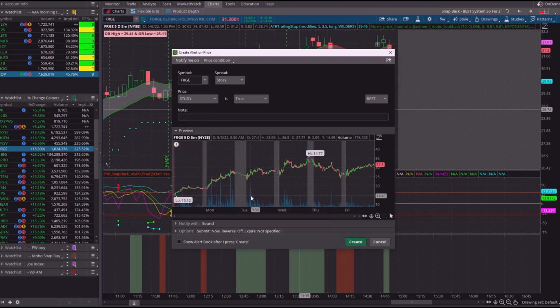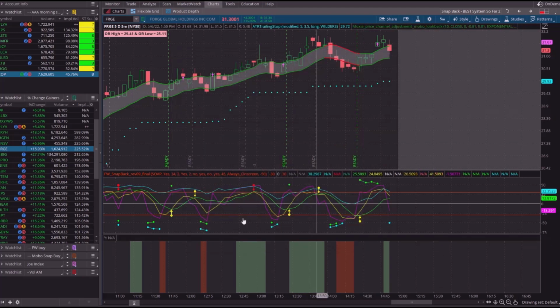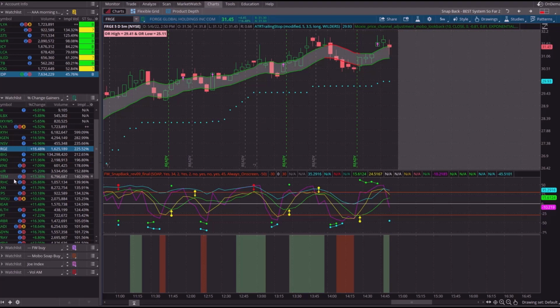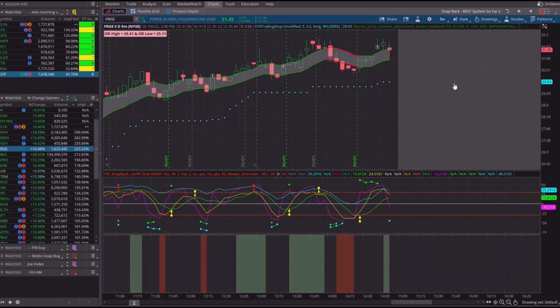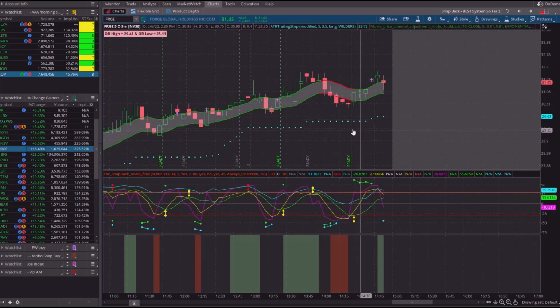And I would do the SOAP buy is true. It's going to give me an alert. Create. And so you do this for each one, and whenever you get an alert, you know that you have an upward trending stock that has a possible buy signal, and you can look at that right away as soon as you get the alert and take a look at it and see if it's a good purchase opportunity, a good buying opportunity.